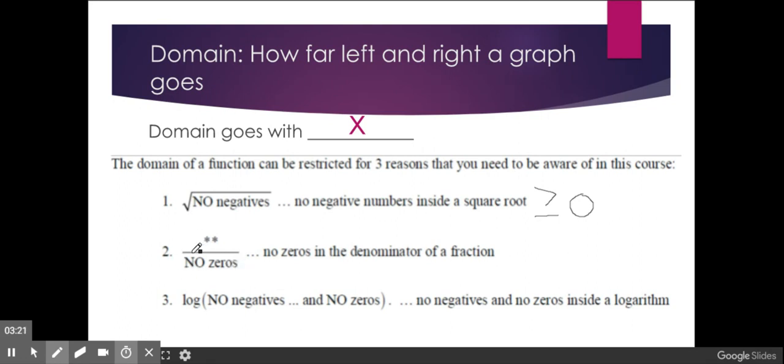For number 2, we never want a 0 in the denominator. So once again, just another rule in math. So whatever's in the denominator cannot equal 0 if we have a fraction. So those are the 2 times that we're going to really be working with where the domain won't be what we call all real numbers, or you can use any value for x.